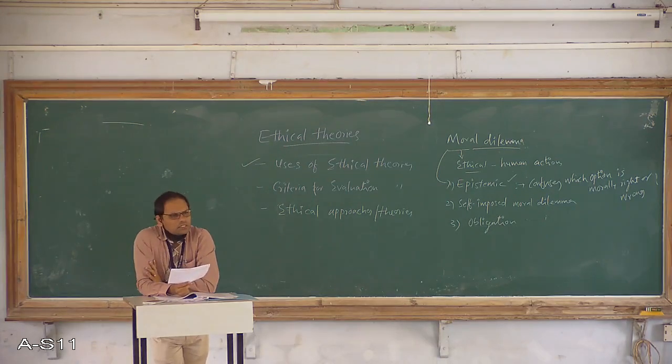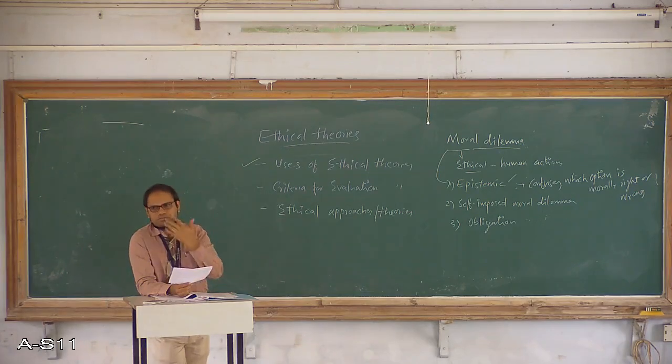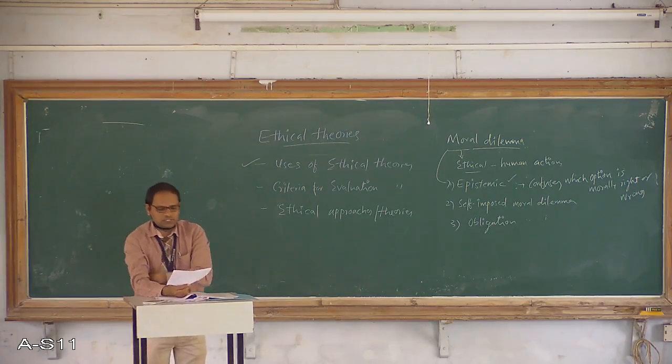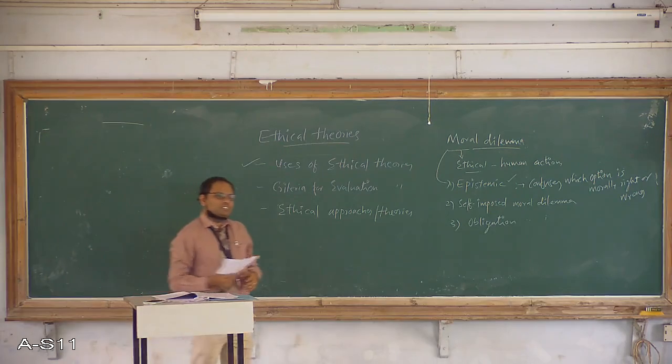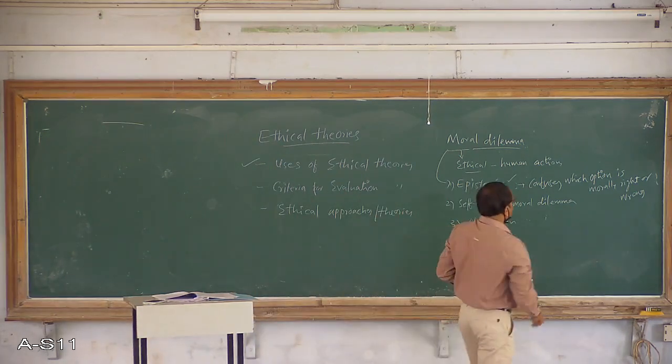So the question arises here: what does the parent actually do? Whether he chooses the first action or the second action. If he goes home early, there are some results of its own, and if he chooses the second option, it has its own results. So this is called the epistemic dilemma. The second one is the self-imposed moral dilemma.